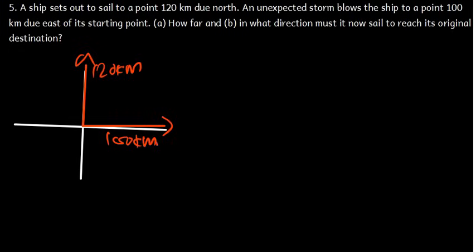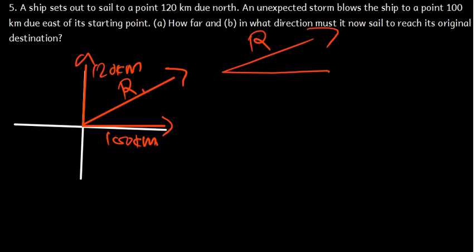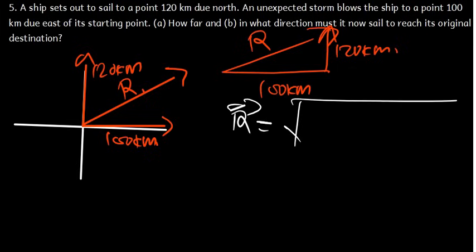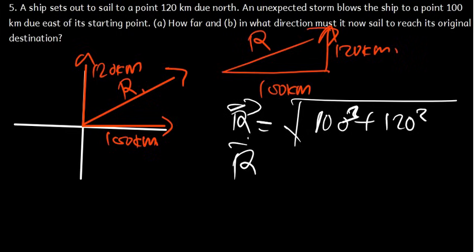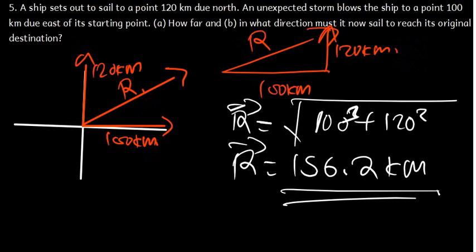In short, we're finding the resultant. So from this point all the way to this point, that is going to be our resultant. We have 100 kilometers and we have 120 kilometers. To find the resultant in this case is going to be the square root of 100 squared plus 120 squared. If we punch it using our calculator, we're going to get 156.2 kilometers. So this is the magnitude. Now to find the direction, we know that theta is equal to tan inverse.